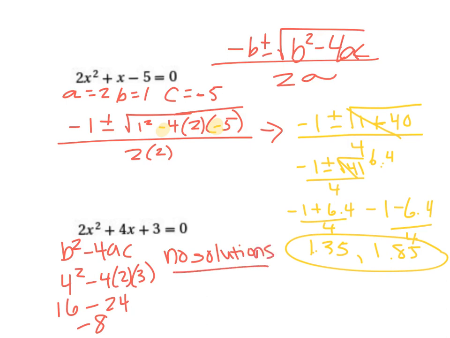There's no real solutions. If I had gotten a positive number right there, I'd have 2 solutions. If I got a number that's equal to 0, then I'd have 1 solution. It's just something that you have to remember. So if you get a negative number for the discriminant, your answer is no solutions. If you get a positive number for the discriminant, your answer is 2 solutions. And if you get 0 for the discriminant, your answer is 1 solution.